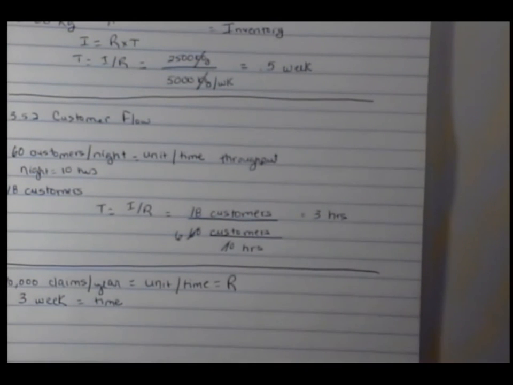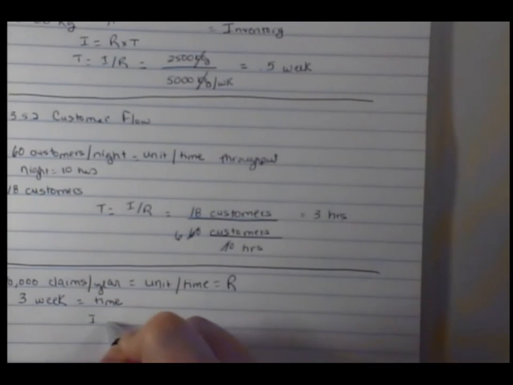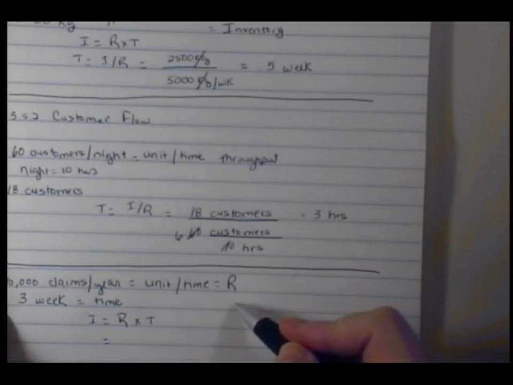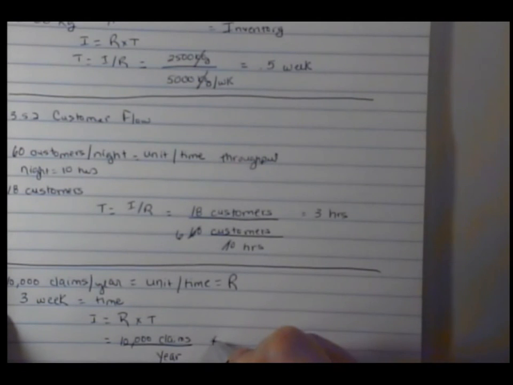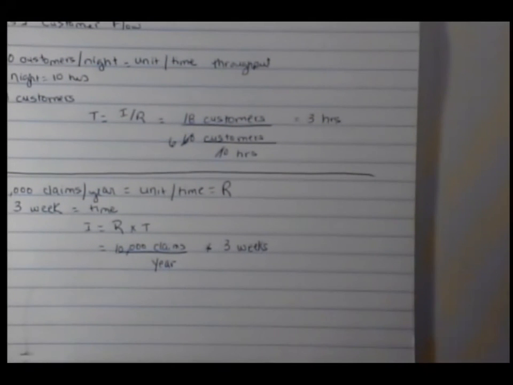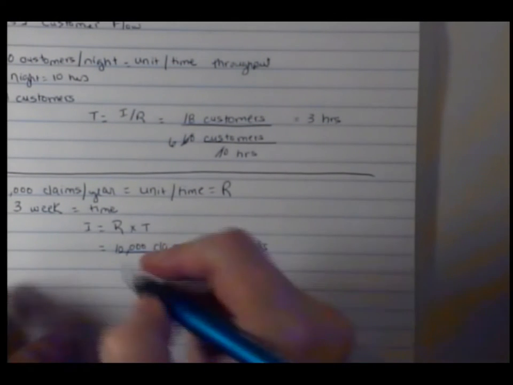Okay? And so if I want to know how many claims I have in my process at any one time, I can calculate that by saying, I'm interested in inventory, which is equal to throughput times flow time. So in this case, throughput is 10,000 claims per year. Okay, and flow time is 3 weeks. Anybody see a problem with that formula? Need them in the same unit. Yep, I need to change it to be the same unit of measure. And we're going to say 50 weeks per year.